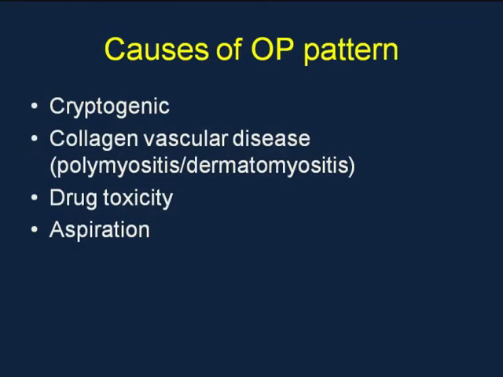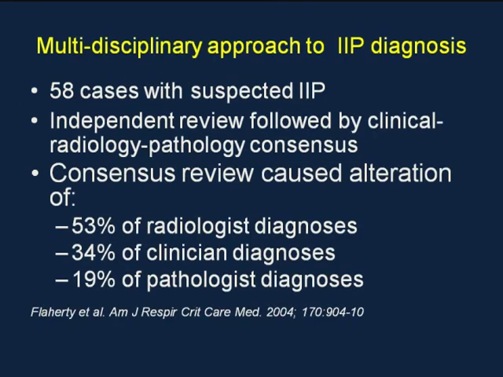Again, these are just patterns of lung injury. They can be cryptogenic, but they can also be collagen vascular disease, drug toxicity, aspiration, or even, as was shown this morning, infection. So again, you have to include a broad differential and not assume it's cryptogenic.